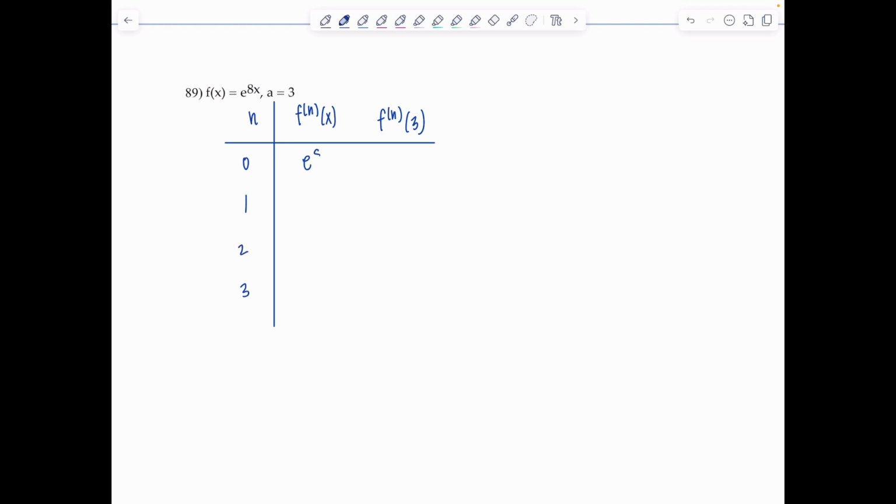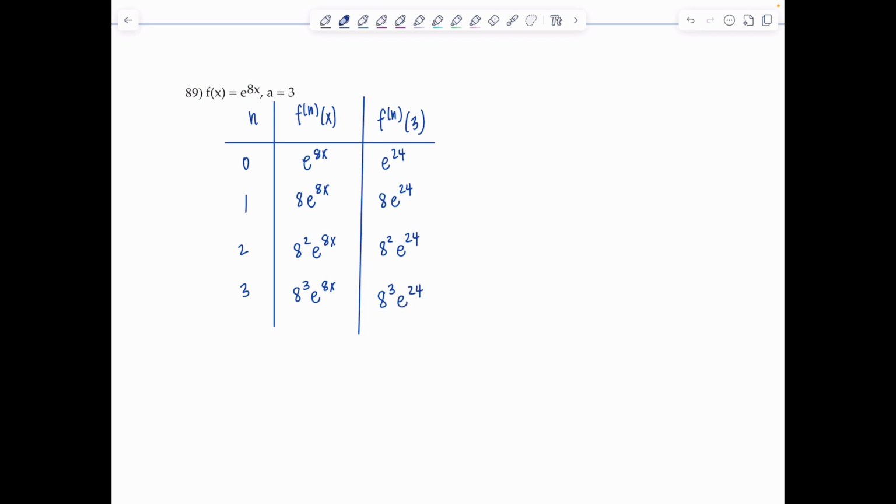So this is e to the 8x, 1 derivative, 8e to the 8x, 8 squared e to the 8x, 8 cubed e to the 8x. And then now substituting in 3 for x, this is e to the 24, 8e to the 24, 8 squared e to the 24, 8 cubed e to the 24.